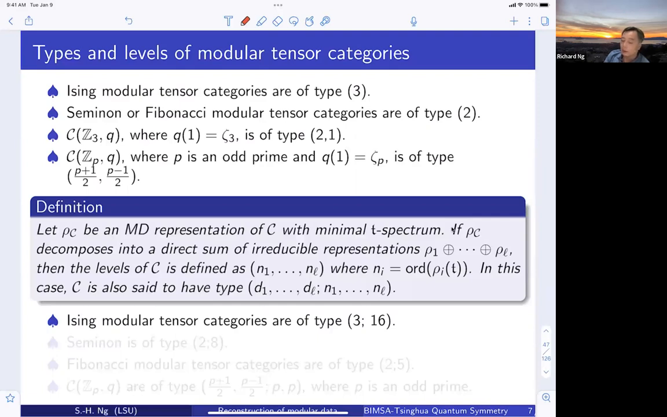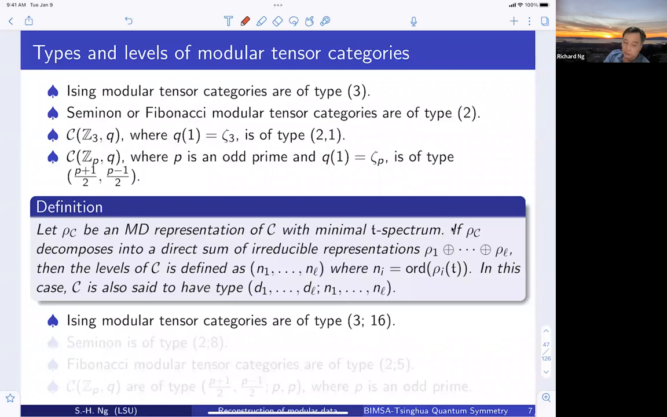So now it's a more detailed classification of an MTC representation: the dimension type and also the level type. You put them together in such a way that I just call it the type. The first block is for the dimension, the second block for the level.